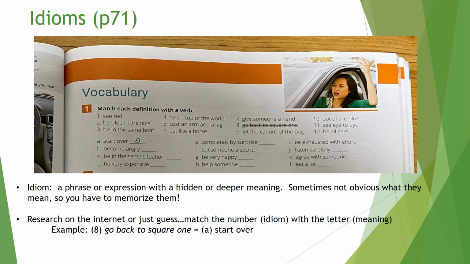Okay, so research on the internet or just guess. Match the number, which is the idiom, with the letter, which is the meaning. So example, look, your book gives you an example. Number 8 is the idiom, go back to square one. And the meaning is A, start over. Go back to square one means to start again, to start over, to start from the beginning again.